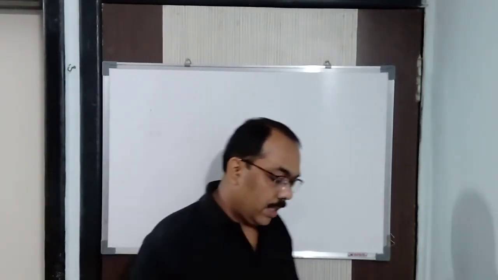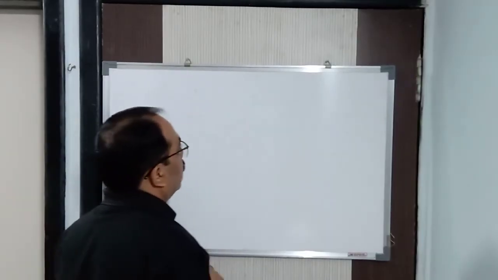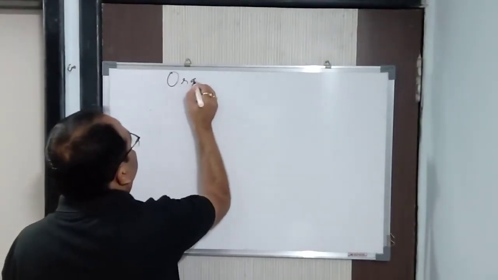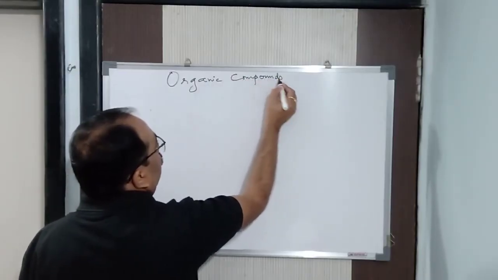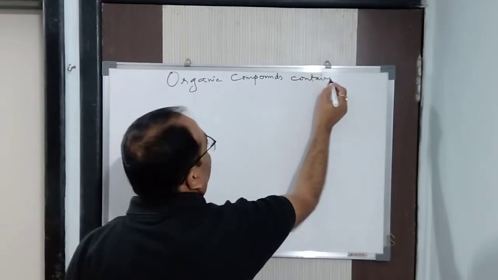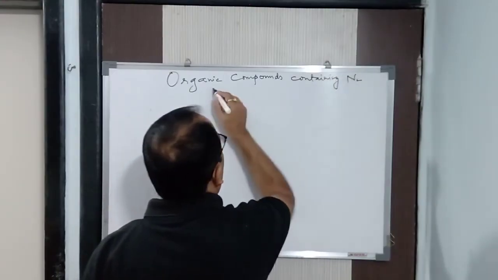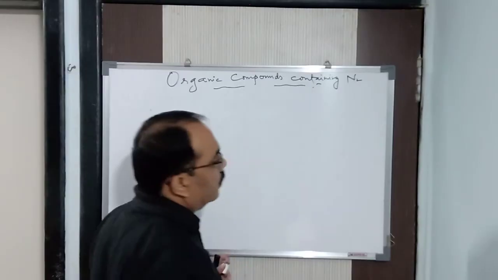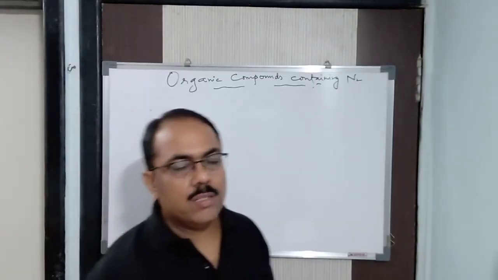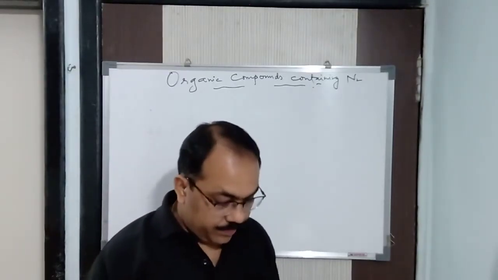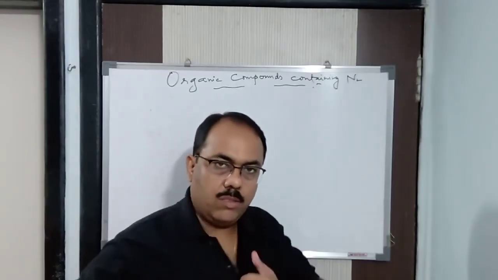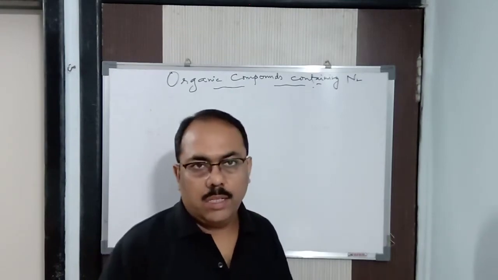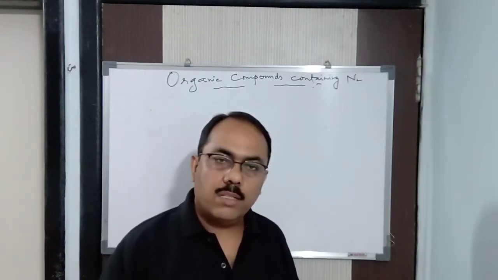Now coming to the next chapter, that is organic compounds containing nitrogen. In this particular chapter we are going to study first nitriles and isonitriles, then amines and diazonium compounds. So basically there are 3 chapters which we need to study in this particular chapter.